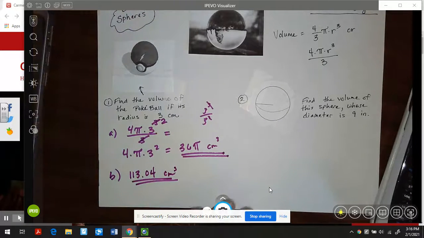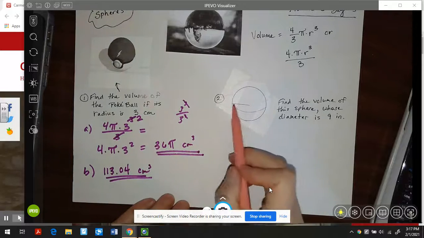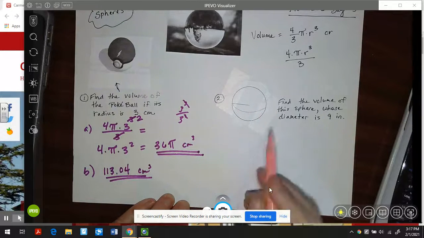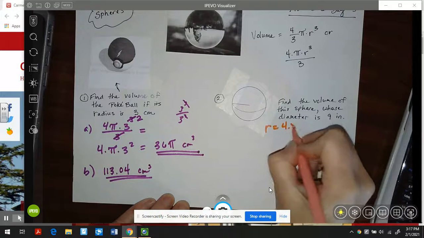Problem number 2. Find the volume of this sphere whose diameter is 9 inches. So the diameter is all the way across, and what that means is this little piece in here, the radius, is 4.5 because you take half.